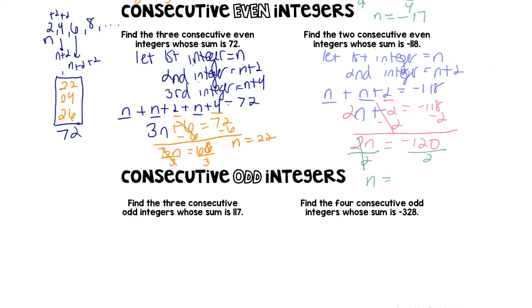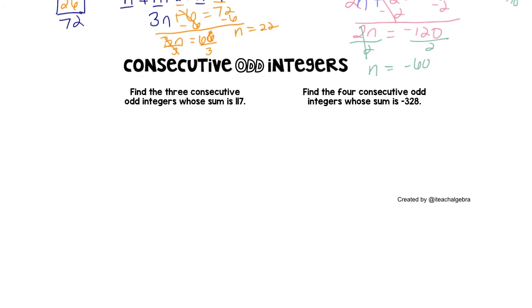We got n is negative 60. Whew. So our first consecutive integer is negative 60. They're even, so the next one is not 62, it's negative 58. So we can add these up and we get negative 118, which is exactly what it was supposed to be. So negative 60 and negative 58 are two consecutive even integers whose sum is negative 118.